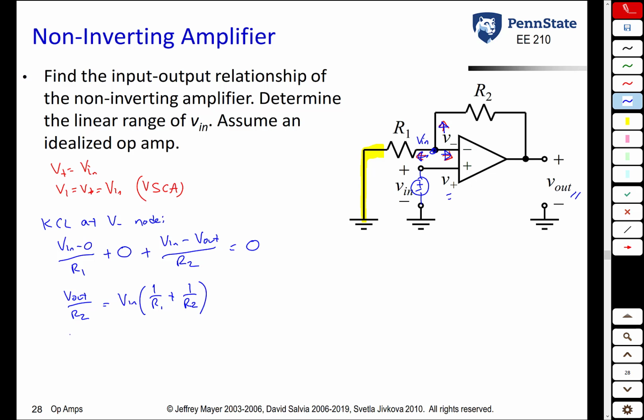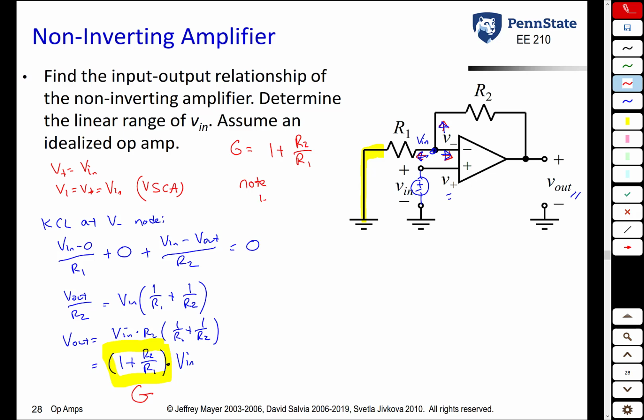Solving for V out, we get V out is equal to V in times R2 times 1 over R1 plus 1 over R2, which we could rewrite as 1 plus R2 over R1 times V in. And this is our closed loop gain G. So for a non-inverting amplifier, the gain G is equal to 1 plus R2 over R1.